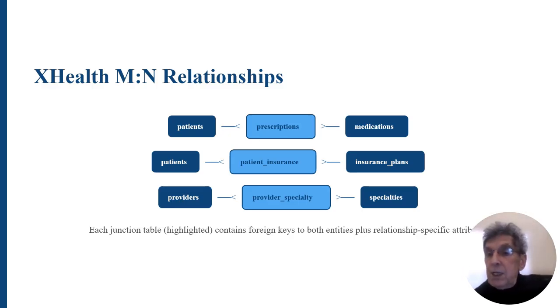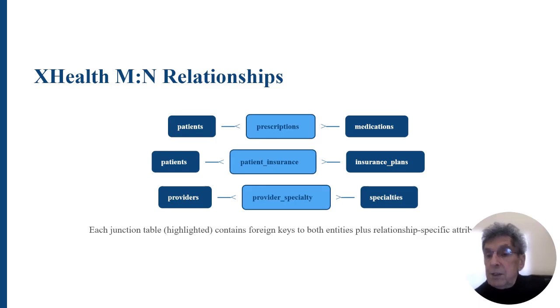Let's look at the many-to-many relationships in X-Health. Patients to medications via prescriptions. The prescription table links patients to medications with attributes like dosage, frequency, start date, and includes the prescribing provider. Patients to insurance plans via patient insurance. A patient can have multiple insurance plans, primary and secondary coverage. An insurance plan covers many patients. The junction table, patient insurance, might include attributes like coverage type, effective date, termination date, policy number, etc.